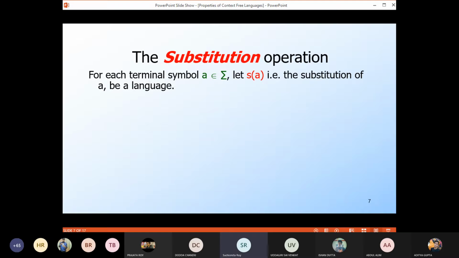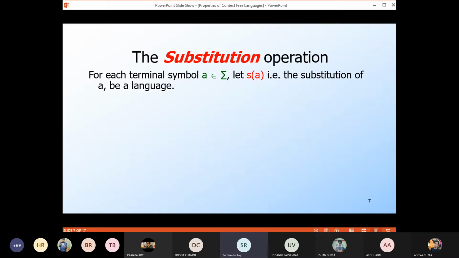Now for each terminal symbol A in the input alphabet, here we are calling it sigma, it could be T also, it's the same thing. Let S(A), that is the substitution of A, be a language. So what we are doing is we are substituting each symbol by a language. Previously, in case of regular languages, we were replacing each symbol by a regular expression. A regular expression, remember, is nothing but a representation of a regular language. So it was the language you were using to replace every input symbol. Here also you are doing the same.